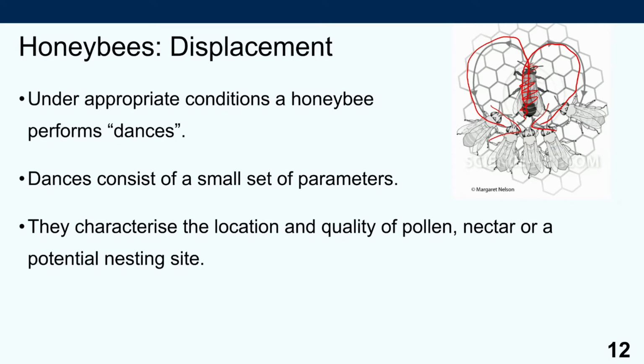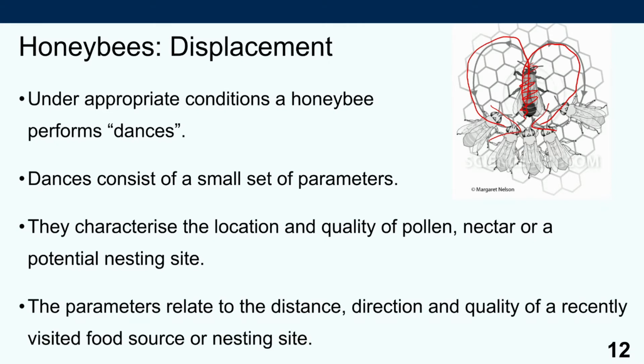So these parameters characterize the location and the quality of a food source such as pollen or nectar, or also of a potential nesting site, which is something that they have to find about once a year when the hive gets too big and they're splitting up and swarming out to start a new tribe somewhere. And so to indicate that information, the parameters of course relate to the distance, the direction, and the quality of the recently visited food source or nesting site.